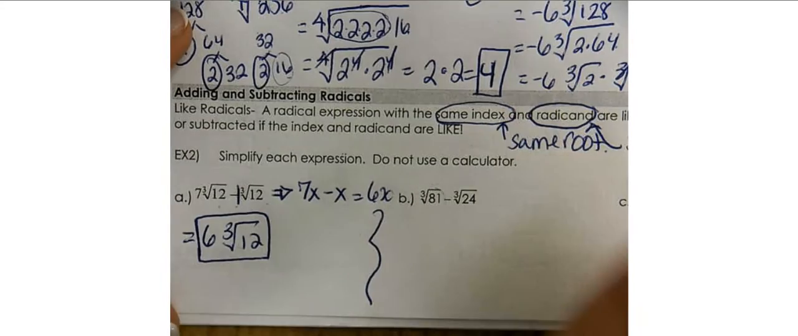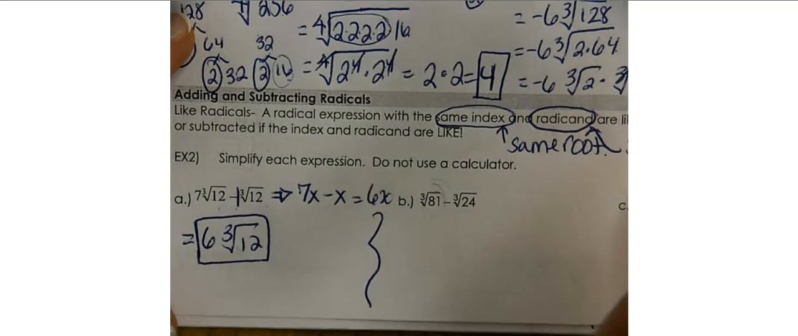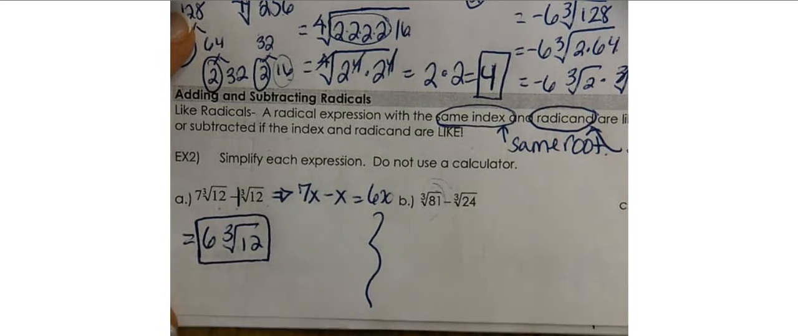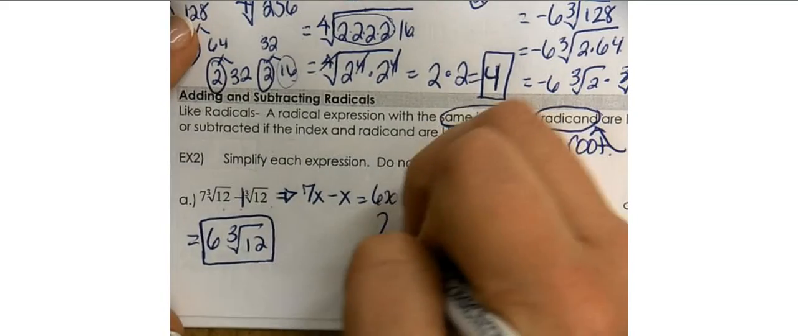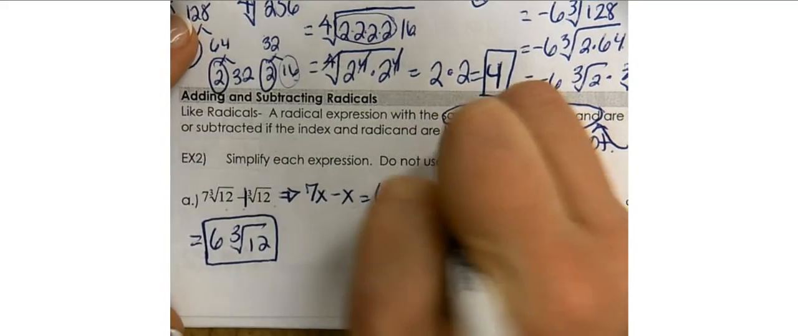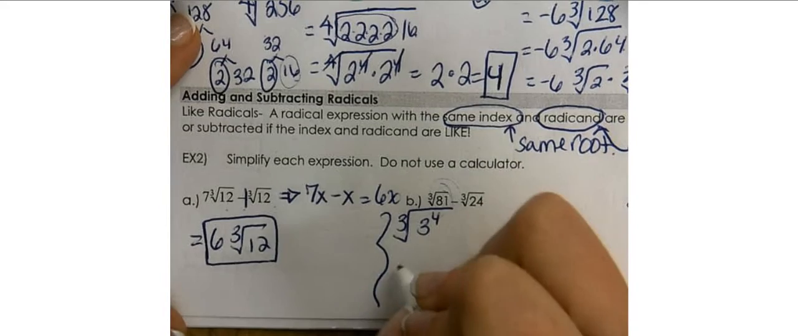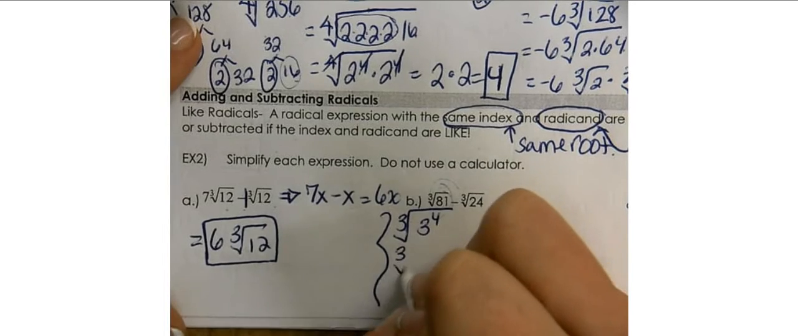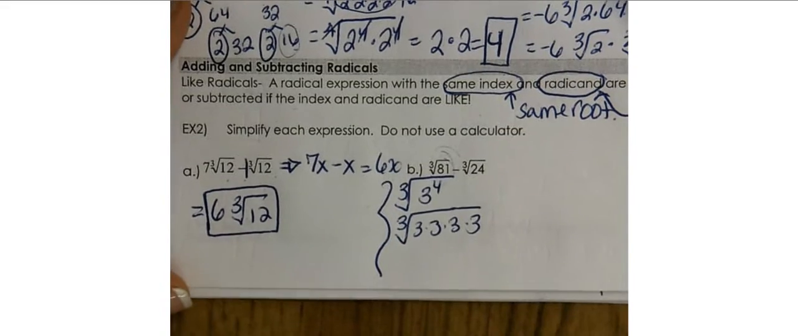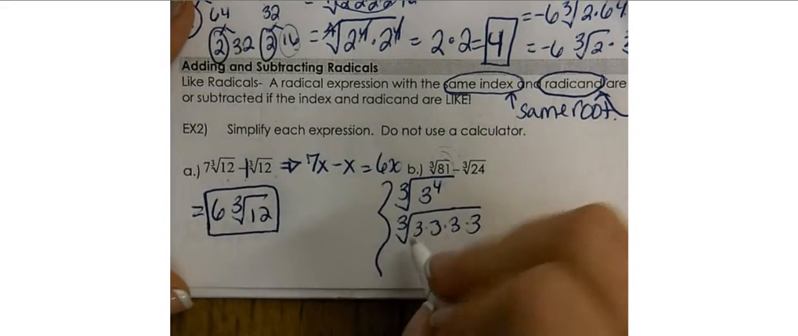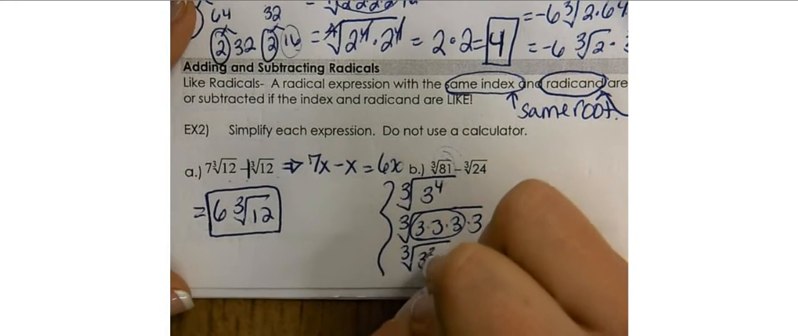It might even be helpful to rewrite this using fraction exponents and then go back to radicals. Here are just a few options, so I'm going to write down a few things. I know that this is the cube root of 3 to the 4th power. What that means is it's equal to the cube root of 3 times itself 4 times. I'm looking for a group of 3 because this is a cube root, and I have a group of 3 3s. So this is really the cube root of 3 to the 3rd power times 3.